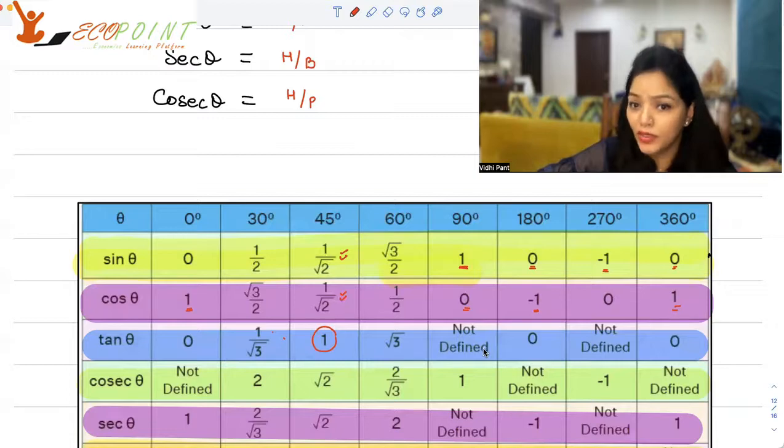At 90, it's not defined because the denominator becomes 0. Sine theta upon cos theta becomes 0. At 180, it is 0. At 270, it's not defined. At 360, it is 0, and so on and so forth.